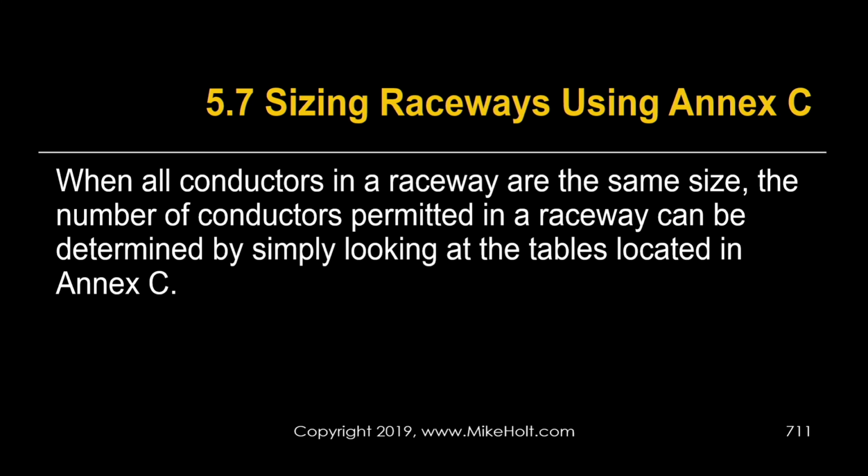Annex C can be used where all of our conductors are the same size and the same insulation. When all of our conductors in a raceway are the same size, the number of conductors permitted in a raceway can be determined by simply looking at the tables located in Annex C. So if you're not there already, turn to Annex C. Annex C starts off on page 773 with kind of a table of contents. If you look at the table of contents, it starts at page 730 and goes all the way to 814. That means it is about 80 to 85 pages long.